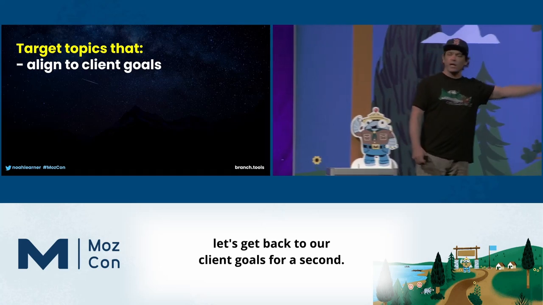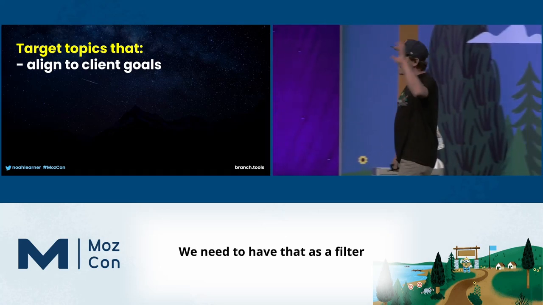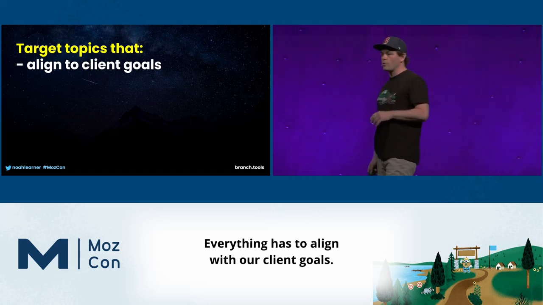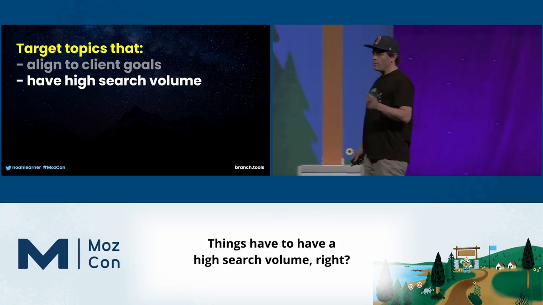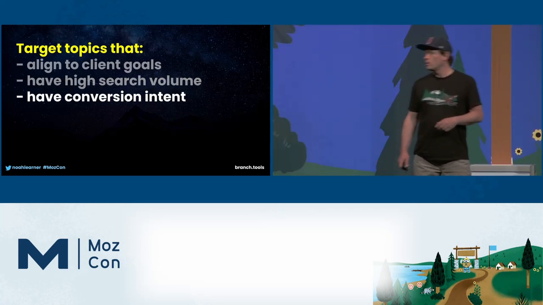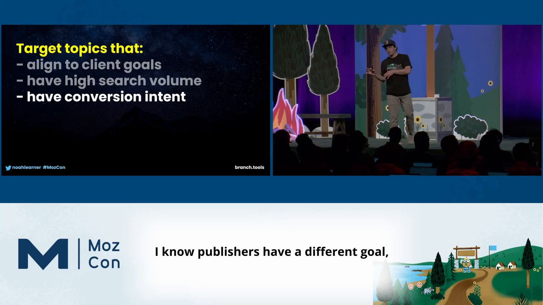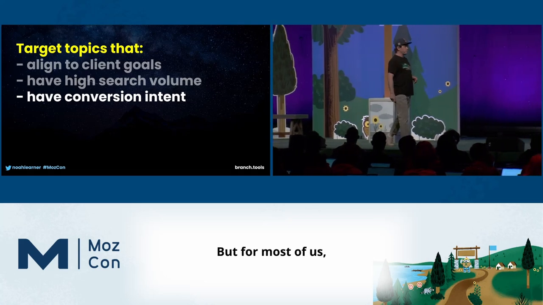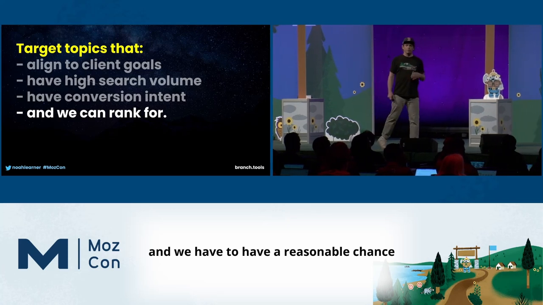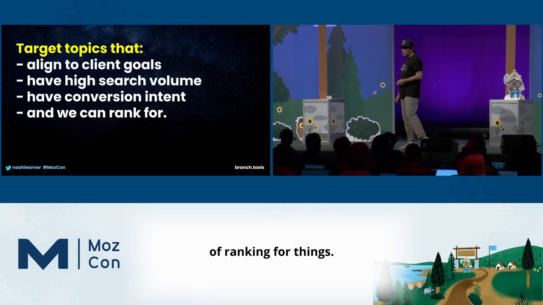Let's get back to our client goals for a second. We need to have that as a filter to think about this next step. Everything has to align with our client goals. Things have to have a high search volume, right? So that there's a meaningful opportunity. I know publishers have a different goal. They just want their ad revenue. But for most of us, we want conversion intent. And we have to have a reasonable chance of ranking for things.